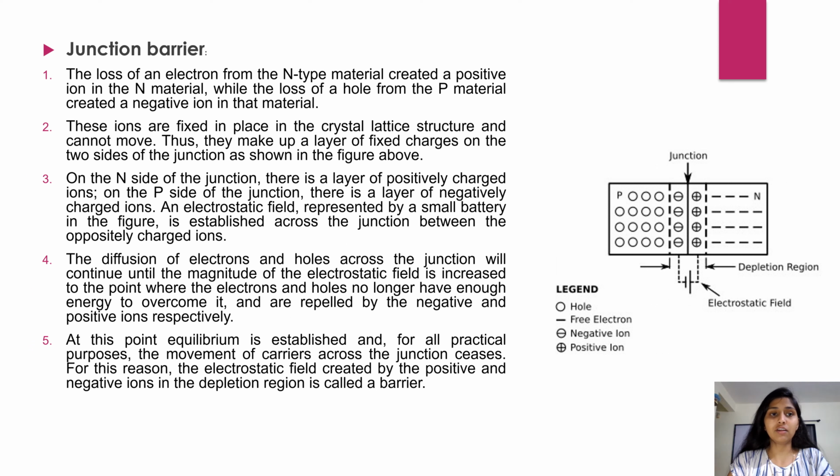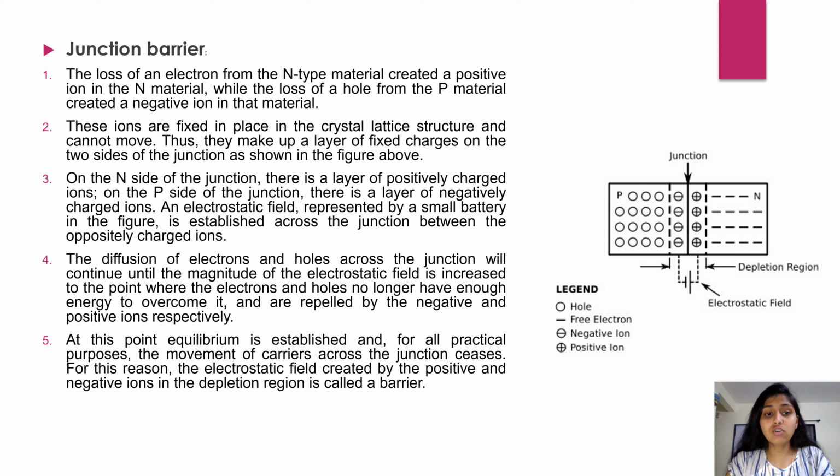In N-type material, loss of an electron creates a positive ion in that material, while the loss of a hole from P material creates a negative ion in that material. These ions are fixed in a crystal lattice structure and cannot move. Thus, they make a layer of fixed charges on the two sides of a junction as shown in the figure. On the N side of the junction, there is a layer of positively charged ions. On the P side of the junction, there is a layer of negatively charged ions.